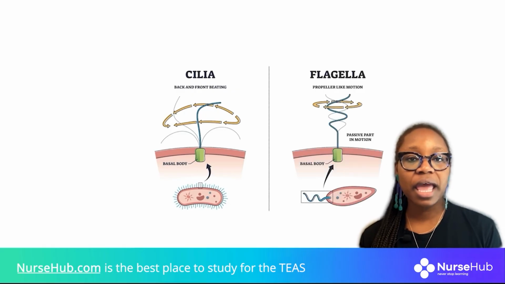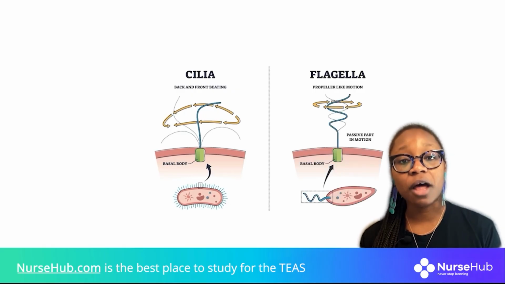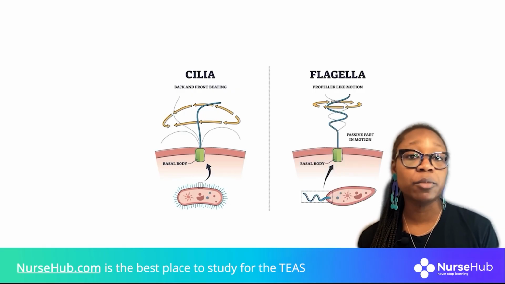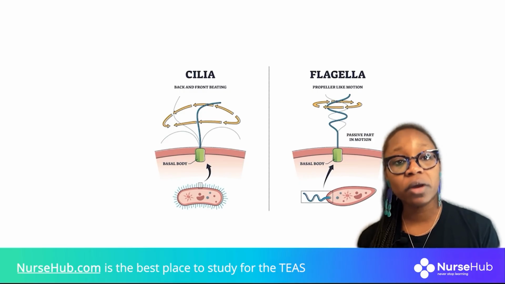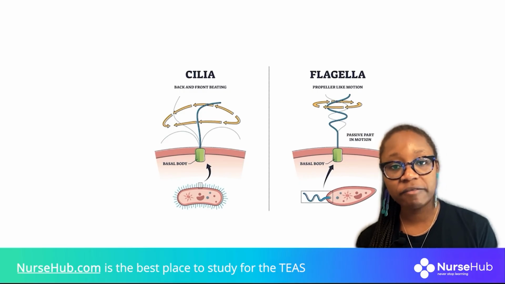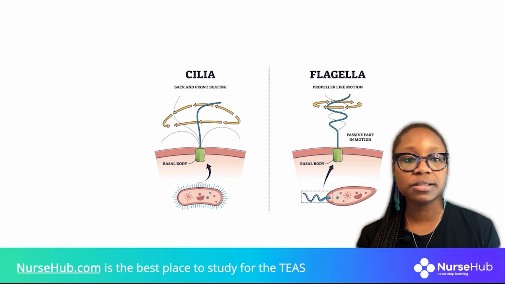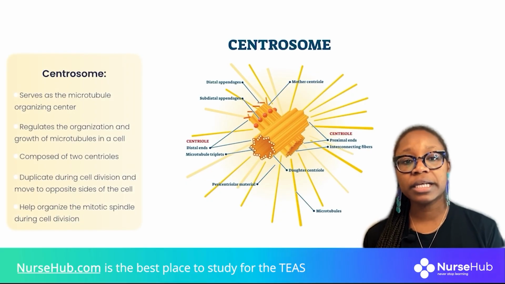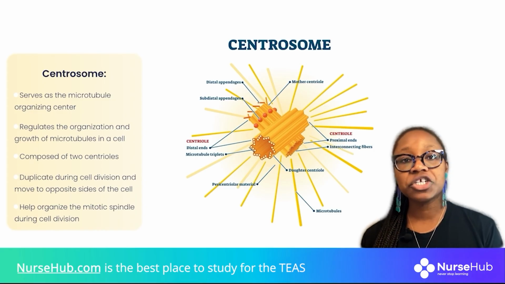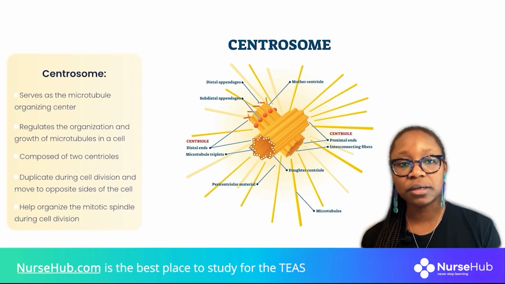Overall, the function of cilia and flagella are critical for many biological processes, including cell movement, sensing things in the environment, and fluid transport. Without these structures, many organisms would not be able to survive and carry out their essential functions. The centrosome is a crucial organelle that regulates the organization and growth of microtubules in the cell. Positioned near the nucleus, it serves as the microtubule organizing center.